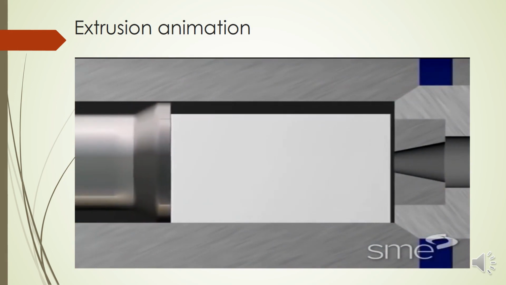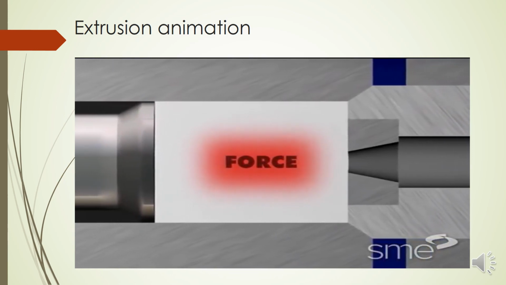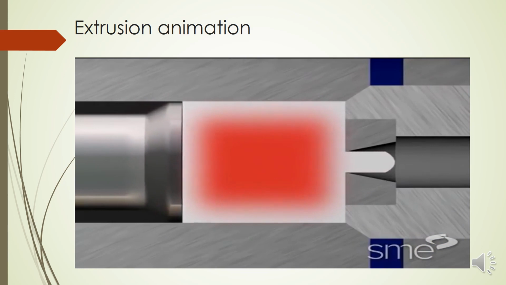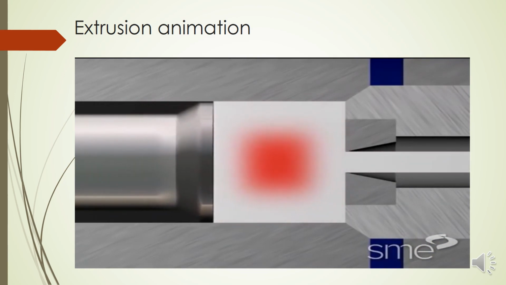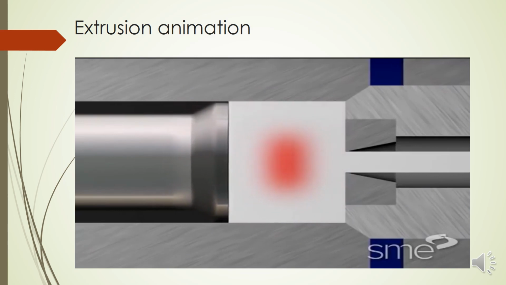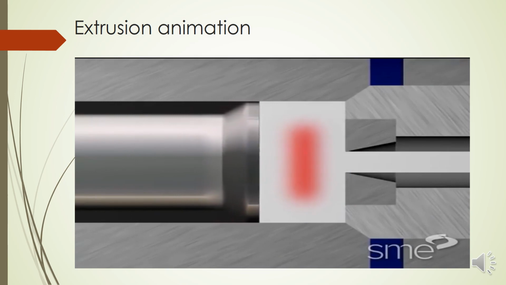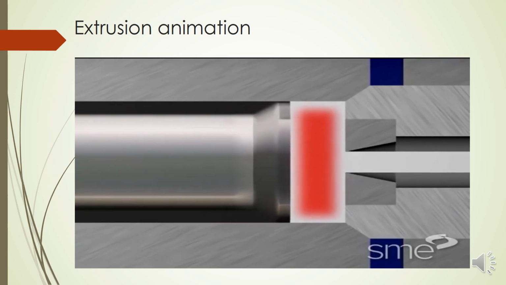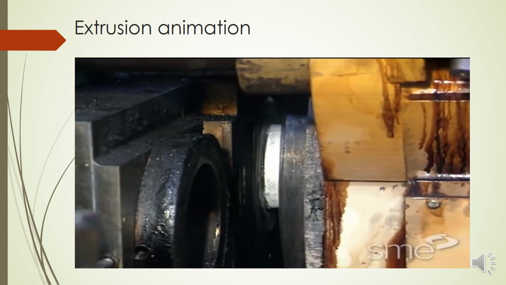So this is the animation of what happens. So we are compressing this billet. So you can see here, and it comes out through the die opening. So we are applying a huge compressive force to the billet and pressing it and molding or shaping it to that particular die opening. Similarly, you can use different videos like this.